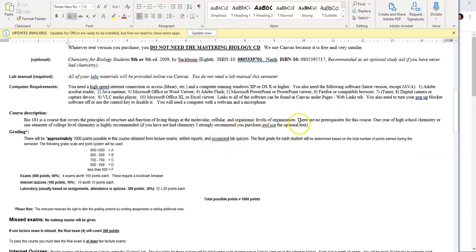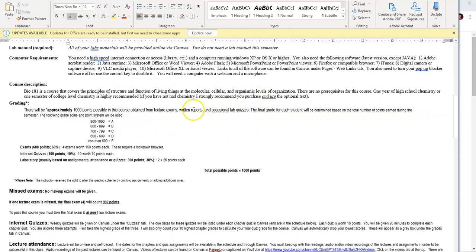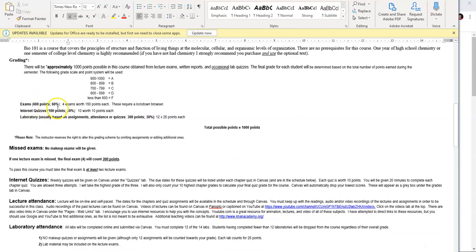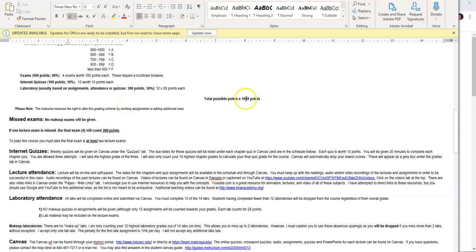Like I said, this covers the small, molecular, cellular, organismic levels of biology. Small single-cell things. We're looking at cells. Again, 1 year of high school chemistry or 1 semester of college chemistry is recommended. You probably didn't see that, but it is. We talked about the grading system. So 4 exams, 600 points, 10 quizzes, 100 points, and then 12 labs, that's 300 points. So 1,000 points. And it's typical: 900 to 1,000 is an A, 800 to 899 is a B, and so on and so forth.